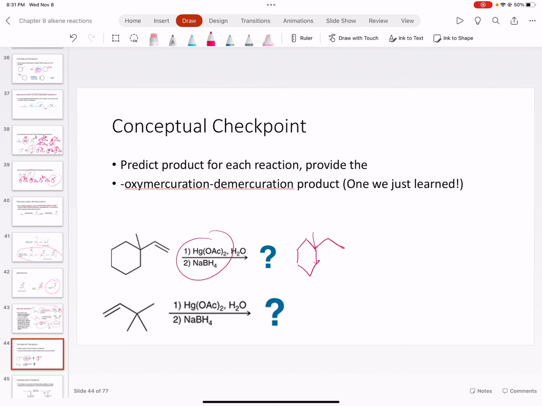So then my OH will go in here, and then my hydrogen will go on the least substituted, because in here I have two hydrogens and in here I have one hydrogen. Therefore, my hydrogen will go where the most hydrogens are. And this one will be my product.